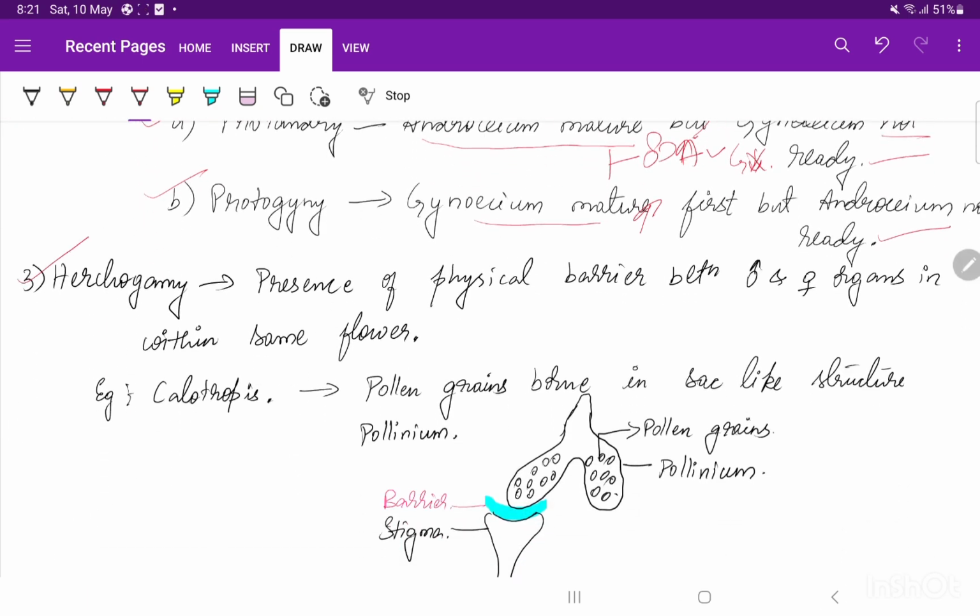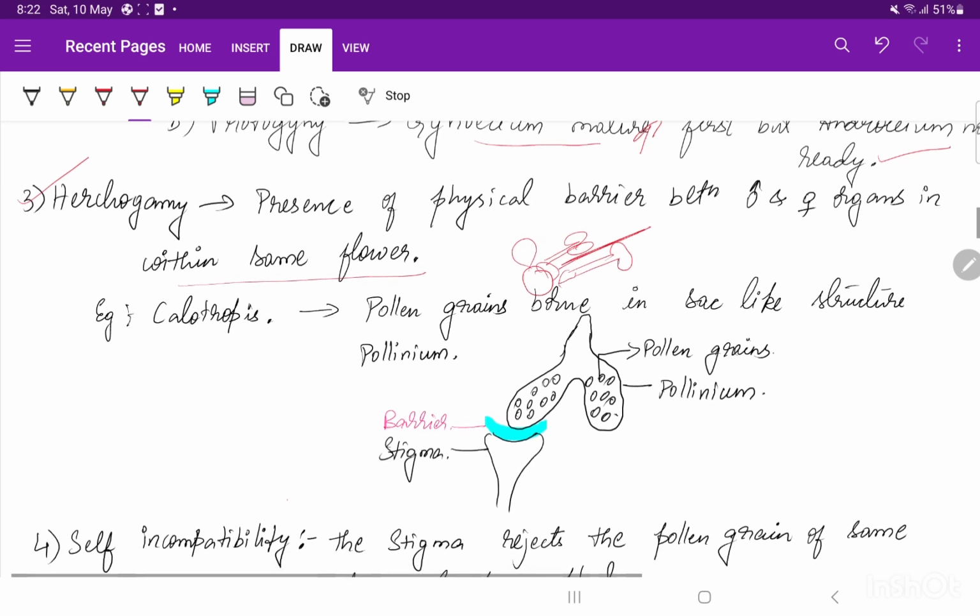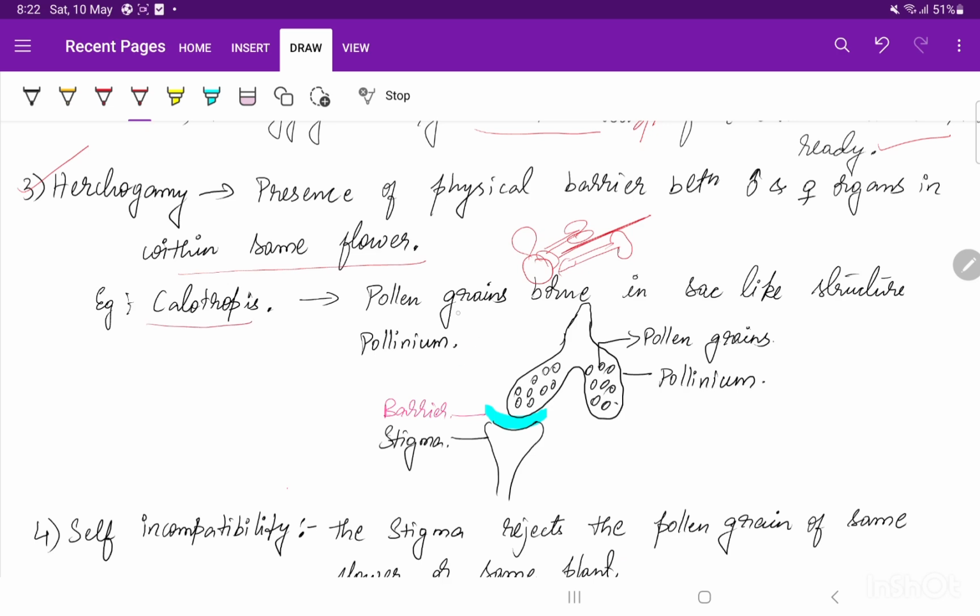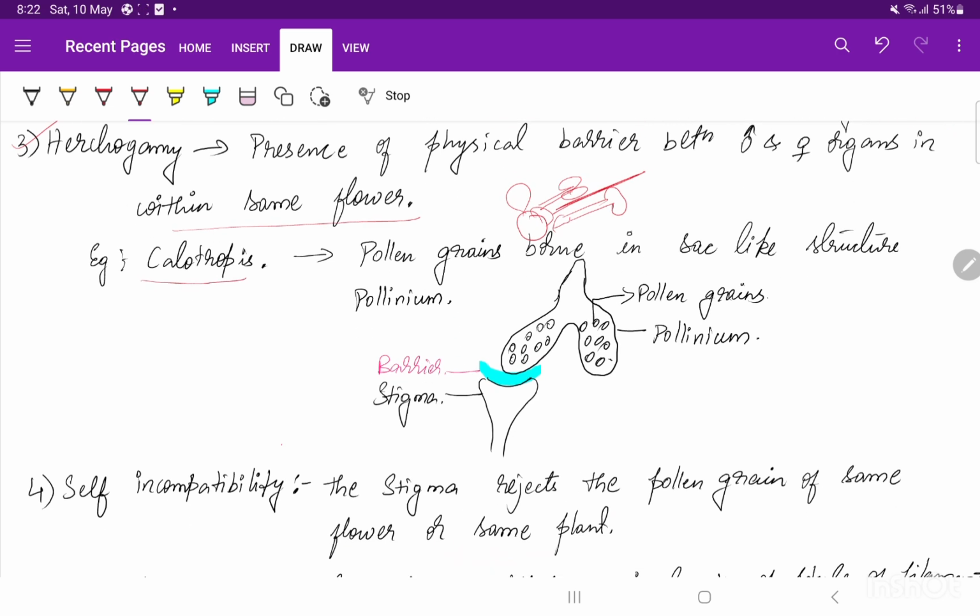Next is hercogamy. In hercogamy, there is a physical barrier between the male and female organs within the same flower. Both stamen and pistil are present on the same flower, but there is a physical barrier between them. Example, Calotropis, where pollen grains are borne in a sac-like structure called pollinium. This is pollinium. Pollen grains are present inside the structure called pollinium, and the stigma is present down here. There is a barrier between them.